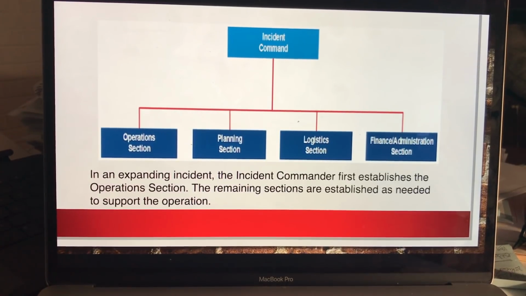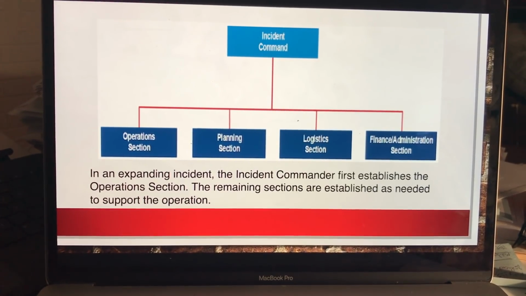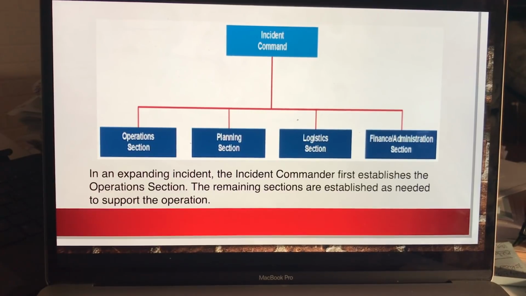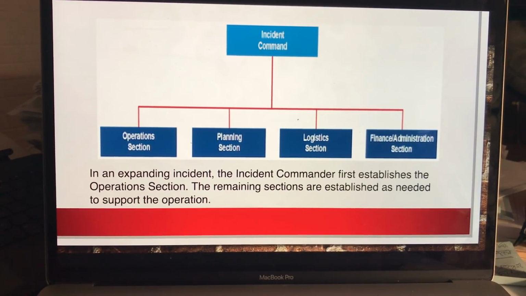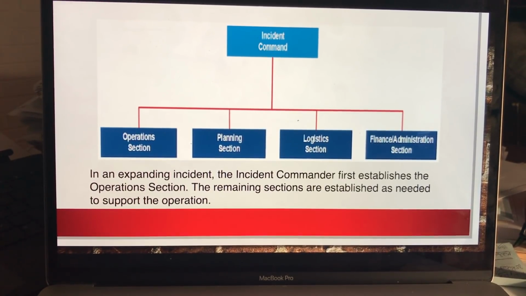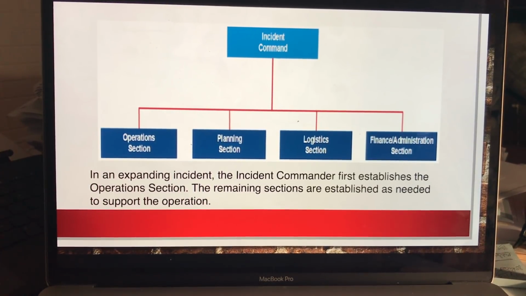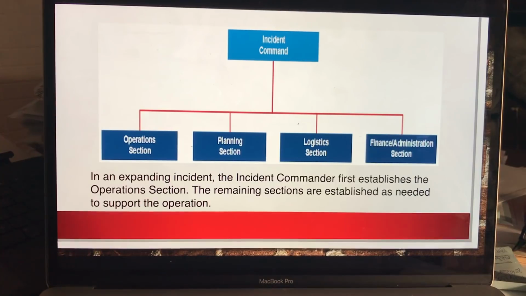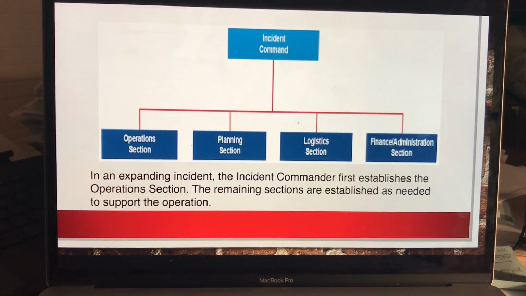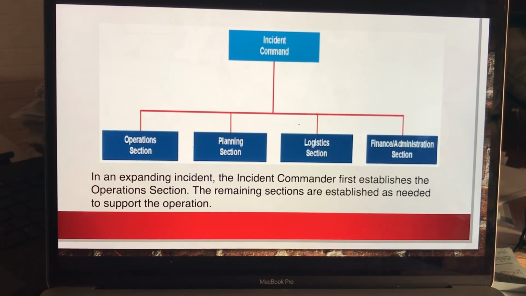In an expanding incident, the incident commander first establishes the operations section. The remaining sections may be established as needed to support the operation. The incident commander forms the operations section, the planning section, logistics section, and finance and administration section.